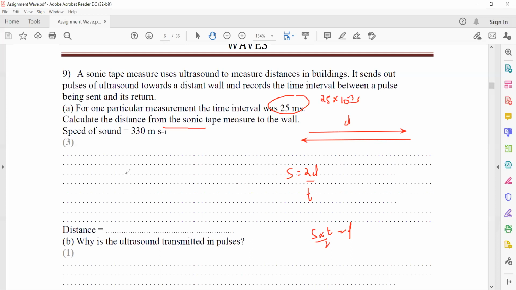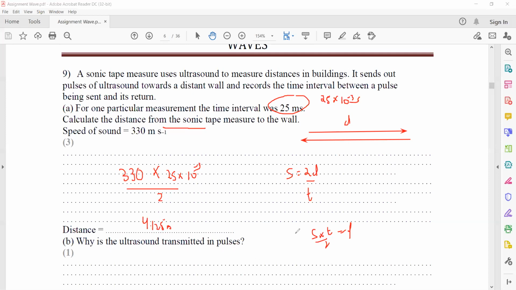Speed is given as 330, the time interval is 25 milliseconds, so 25 into 10 to the power minus 3. That is divided by 2, so 330 multiplied by 25 times 10 to the power minus 3 and divided by 2. What's the answer for this? 4.125 meters.